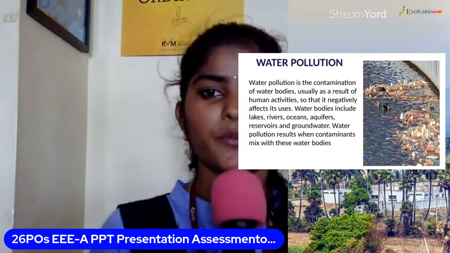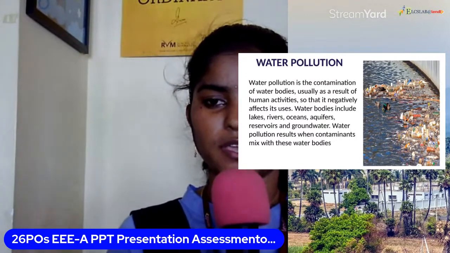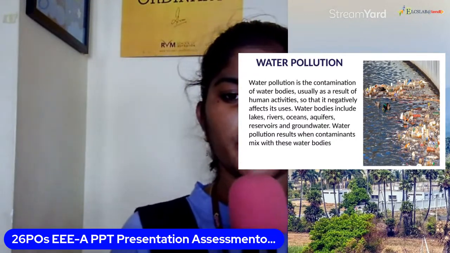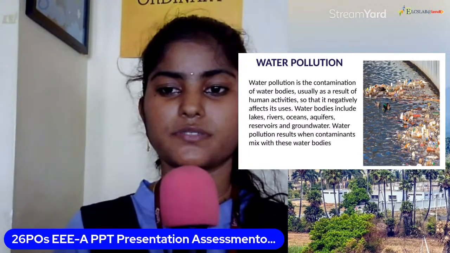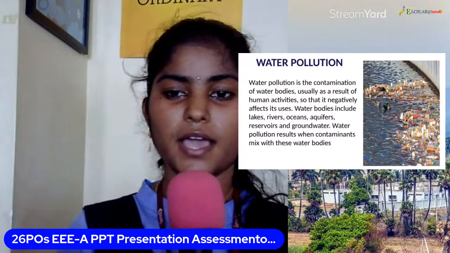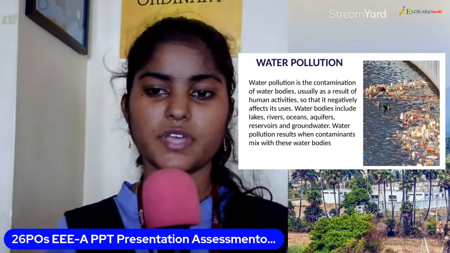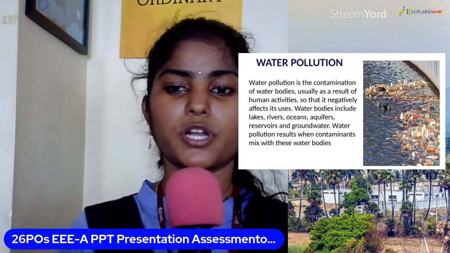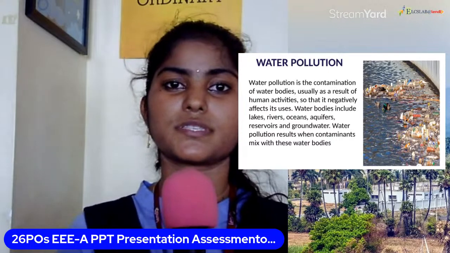Next, I discuss water pollution. Water pollution is the contamination of water bodies, usually as a result of human activities, so that it negatively affects its uses. Water bodies include lakes, rivers, oceans, aquifers, reservoirs, and groundwater. Water pollution results when contaminants are mixed with these water bodies.